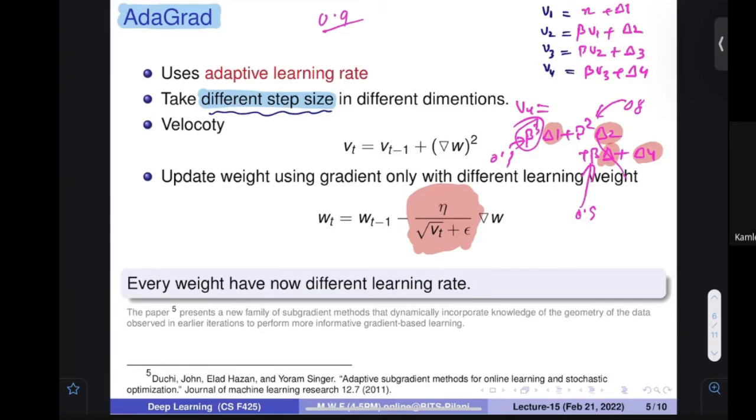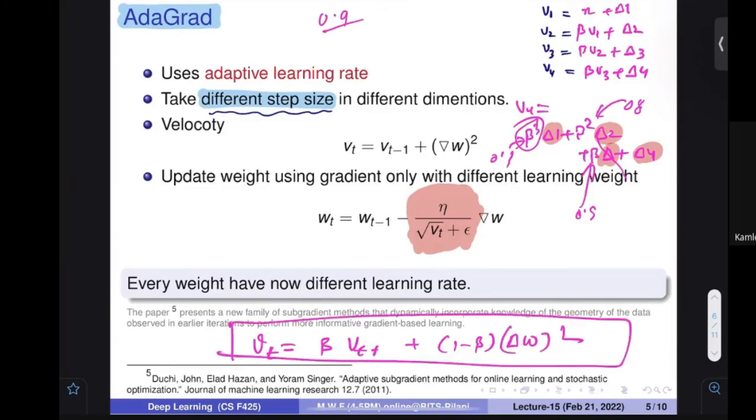One different formulation could also be this: Vt is equal to beta times Vt minus 1 plus 1 minus beta times whatever delta you are going to get at the right time. This is also a similar kind of formulation.